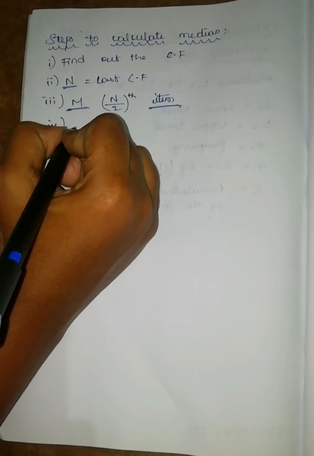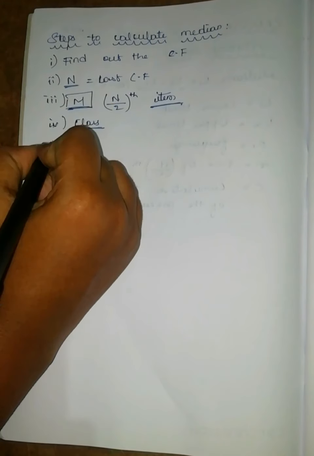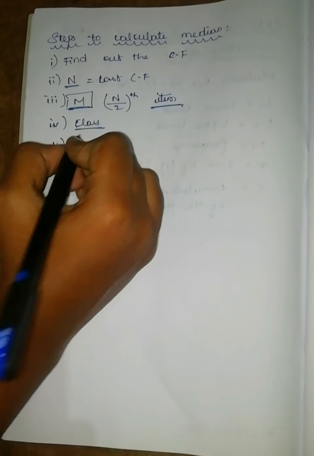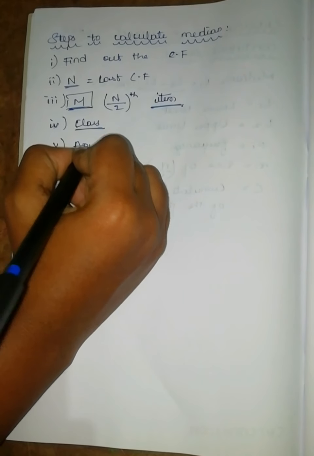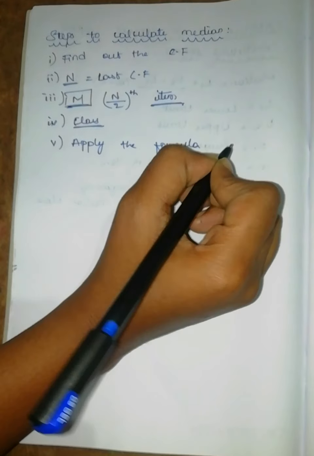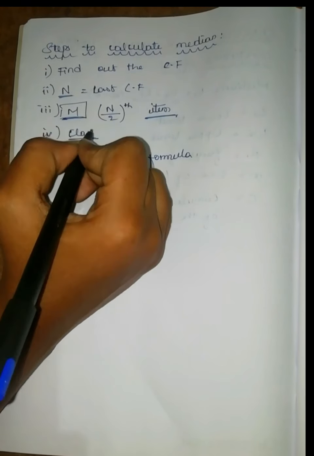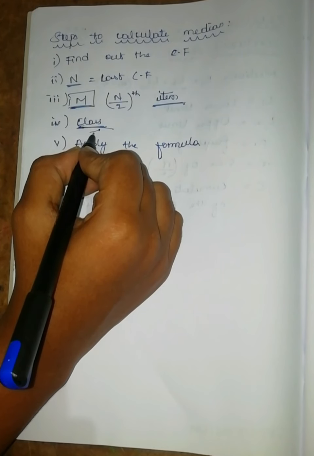The fourth step is to find out the class in which the median lies. Next, the fifth step is to apply the formula. By doing the third step, we'll just know the class interval in which the median lies. This class interval is used to find the other values which should be used in the formula. Now let's use this example to find out median in continuous series.